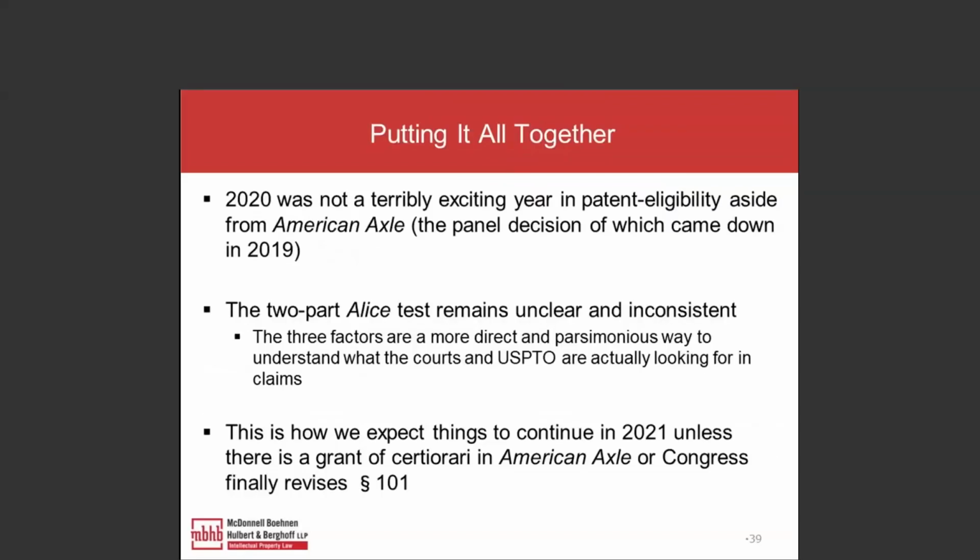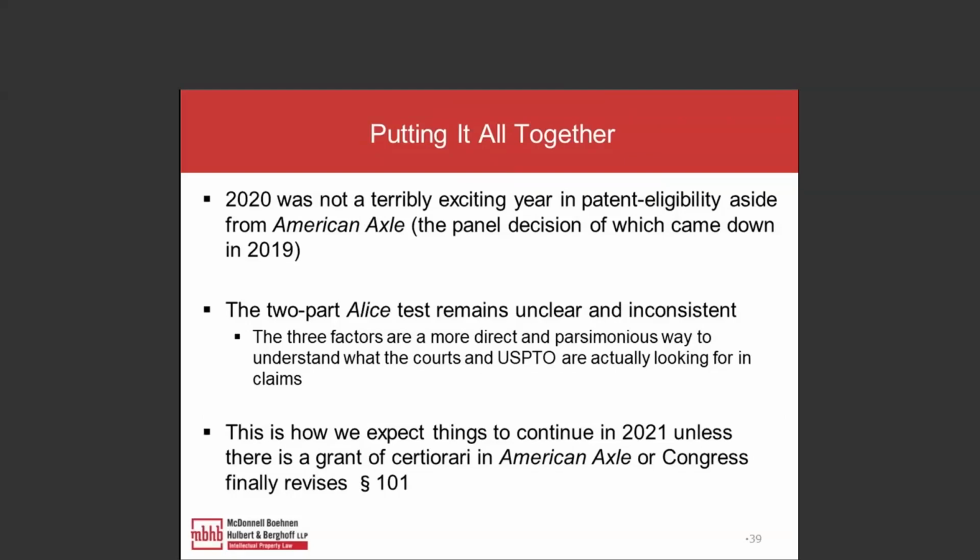All right, so we're going to put it all together. What was 2020 all about? It was not an exciting year in patent eligibility aside from American Axle, and we're going to be paying attention to that case throughout this year to see if it gets picked up for review by the Supreme Court. The two-part Alice test remains unclear and inconsistently applied. It's very confusing to apply in practice.